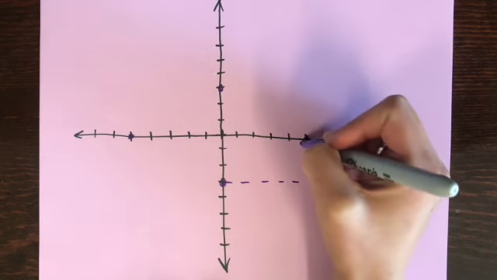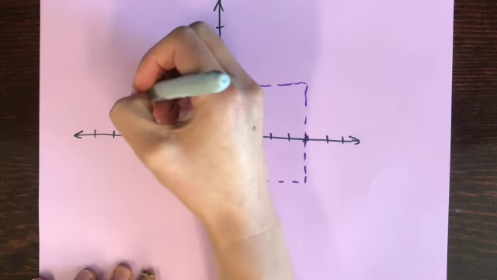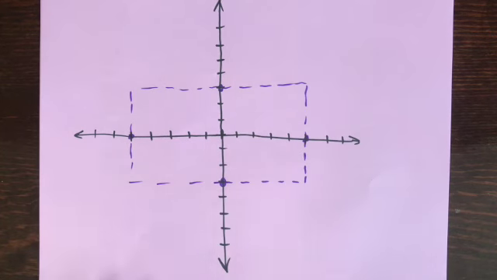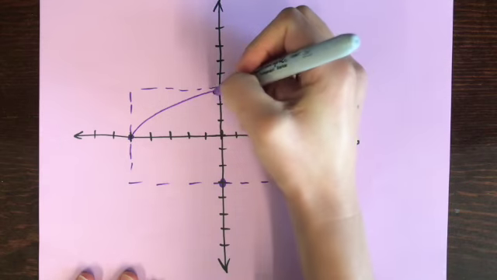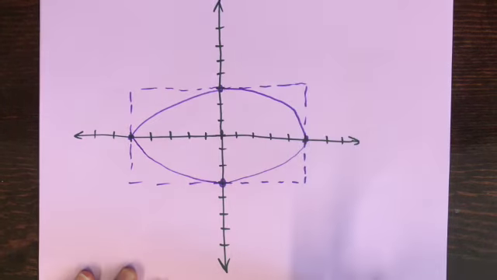The next step is I'm going to draw a dotted line and make a box here. Now this is not entirely necessary for when you're drawing ellipses, but it's going to be very similar to what we're going to do for hyperbolas later. So go ahead and just bear with me, draw the box, and then we're going to draw the oval shape inside that box. This is our ellipse.